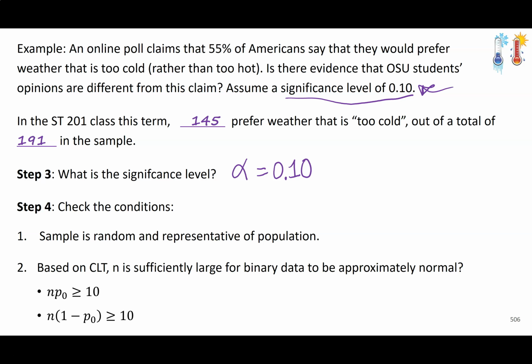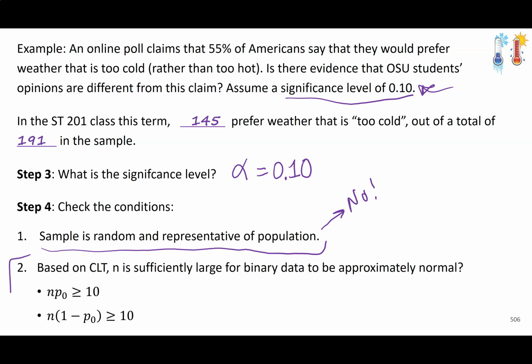So checking my conditions, did I take a random and representative sample? This is the same as before. No. So we're going to write an asterisk saying, hey, this may not apply to all OSU students, because absolutely I took a convenient sample. I had a bunch of ST201 students right there, and I went ahead and I asked everybody in that group.